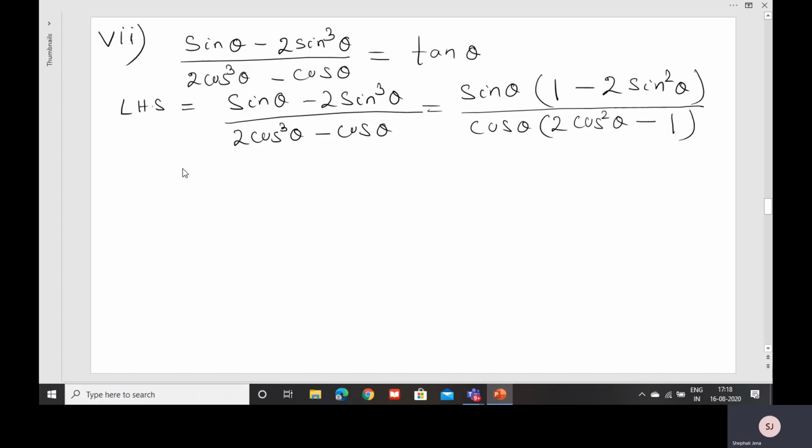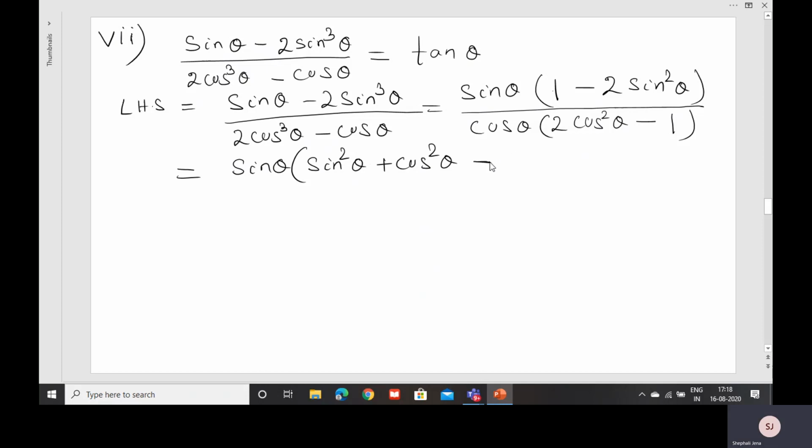So now we should see 1 minus 2 sin square theta. In place of 1, we should write the identity on sin and cos. Sin theta as it is, you should keep outside. For 1, you should write the identity, sin square theta plus cos square theta.